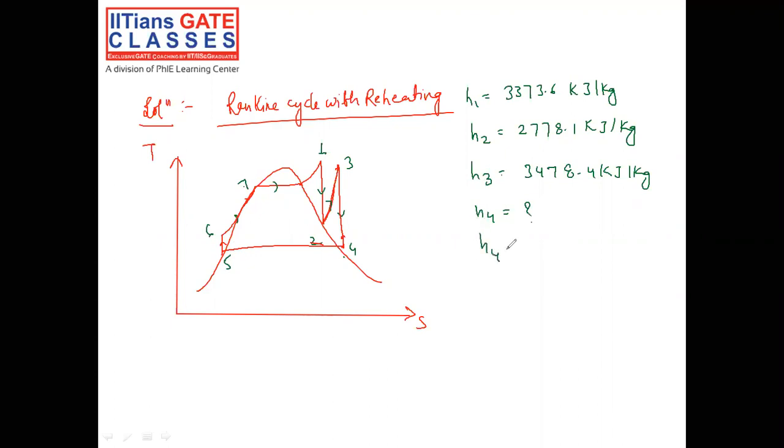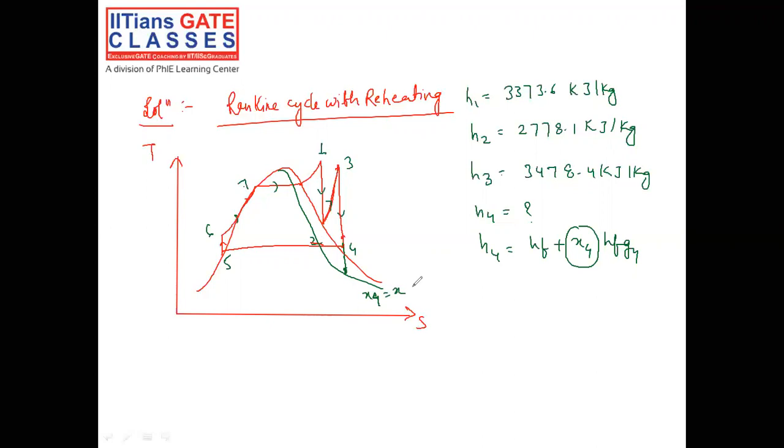We can calculate H4 when we know HF plus X4 HFG4. It may be here or it may be here. It will only be predicted with the help of X4. If it is greater than 1, that is outside. If it is less than 1, it will be inside. Now, let us assume that X4 has some value, let's say X.